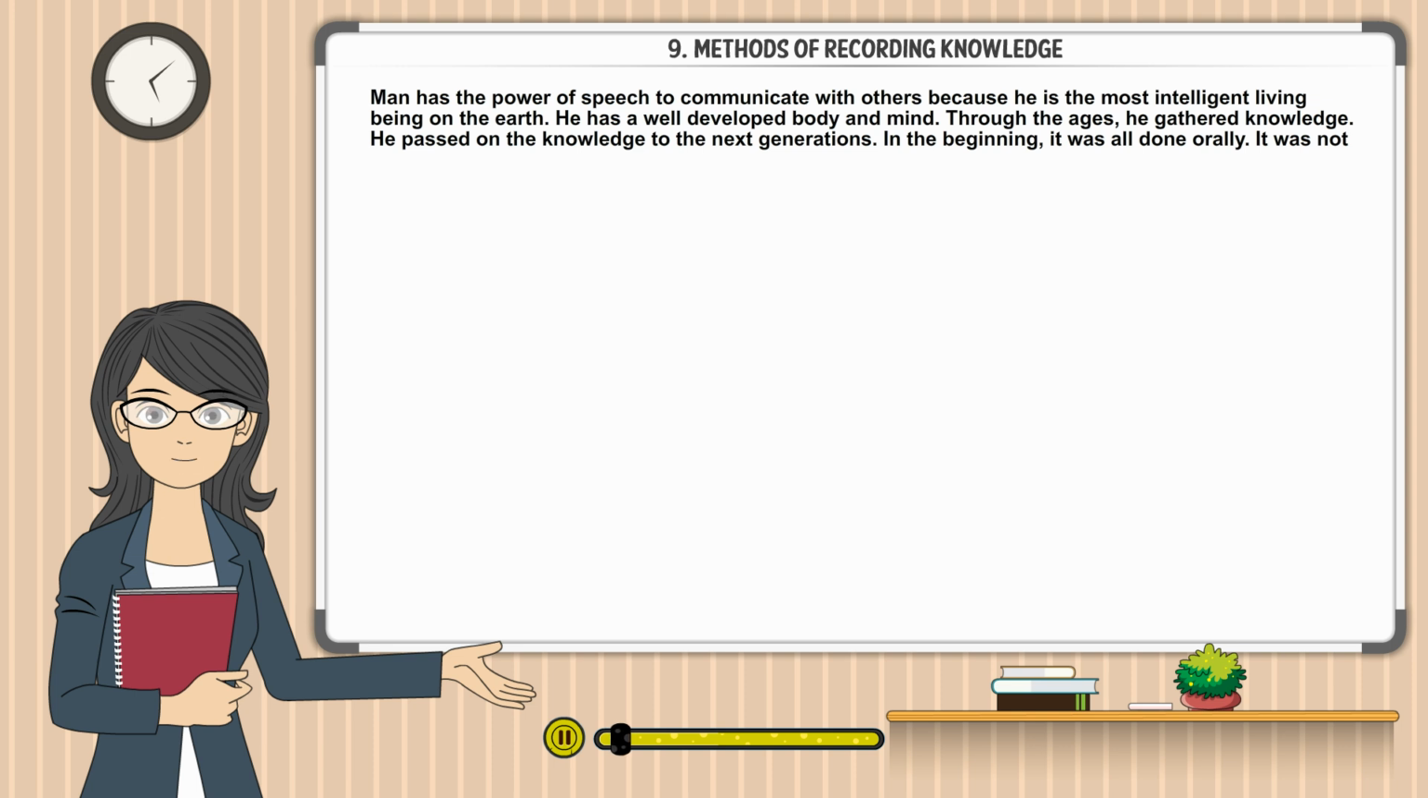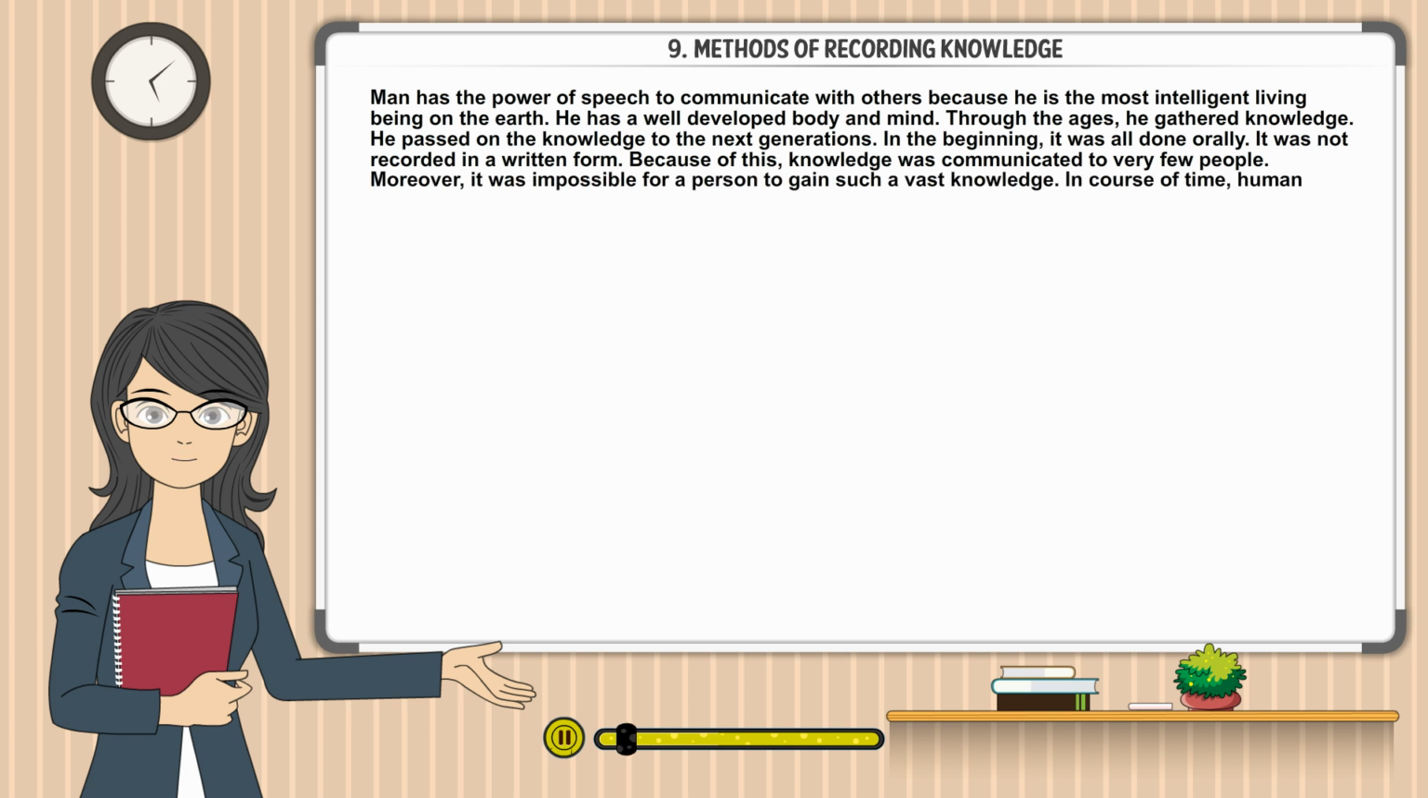In the beginning, it was all done orally. It was not recorded in a written form. Because of this, knowledge was communicated to very few people. Moreover, it was impossible for a person to gain such a vast knowledge. In course of time, human beings developed better methods of recording knowledge. Let us study about how these methods were developed.